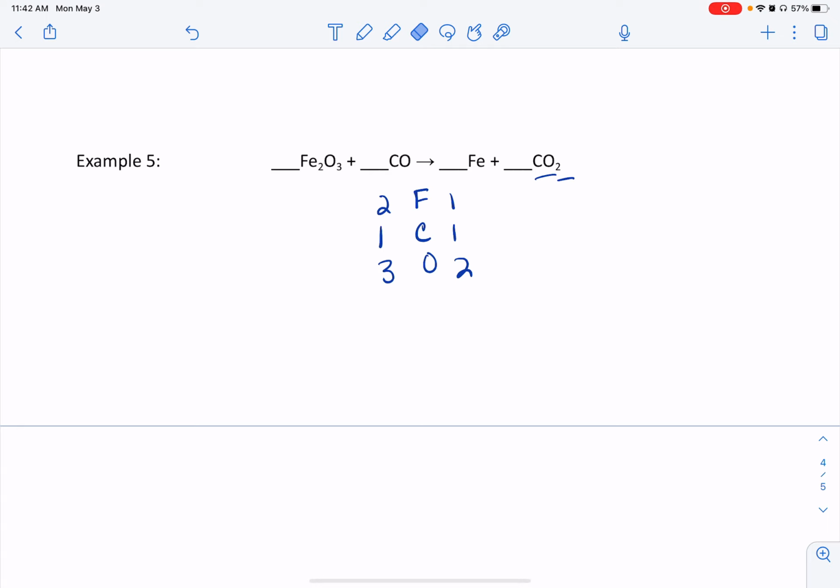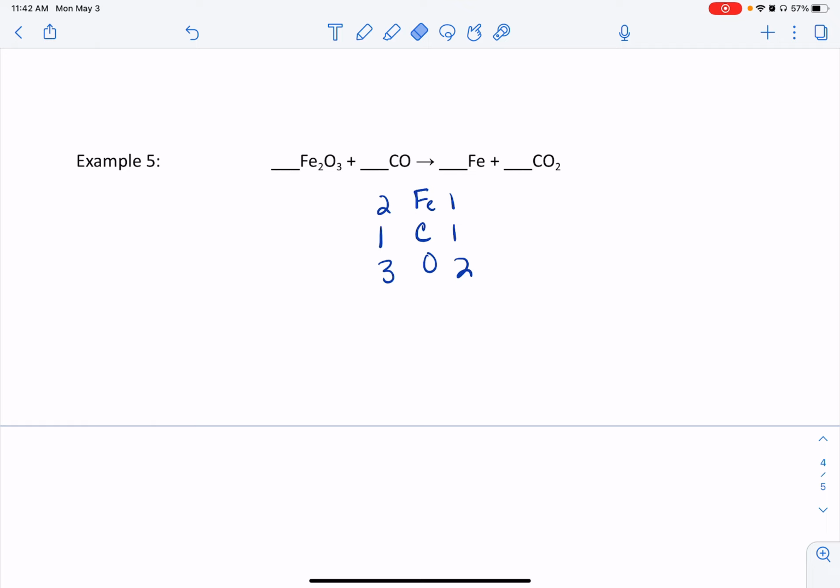And so this one is going to be a little more challenging. Oh, I should have put Fe instead of F. My apologies there. Okay? And so usually we want to start with our metal, but see how this metal is by itself? That's going to make it easy to balance, so actually I'm not going to start with that. I'm going to start with the oxygen.